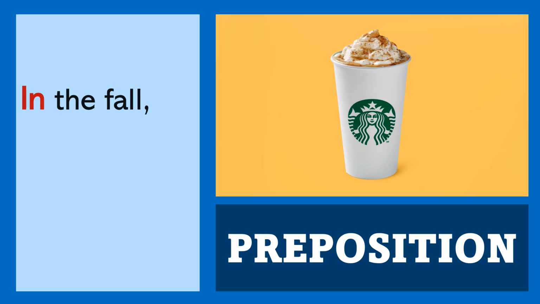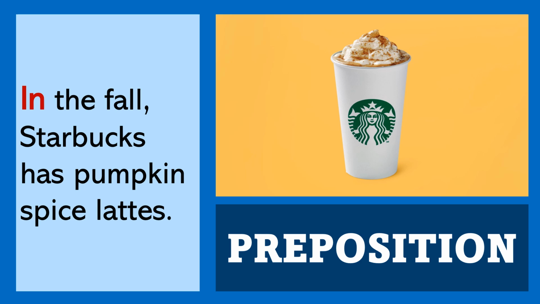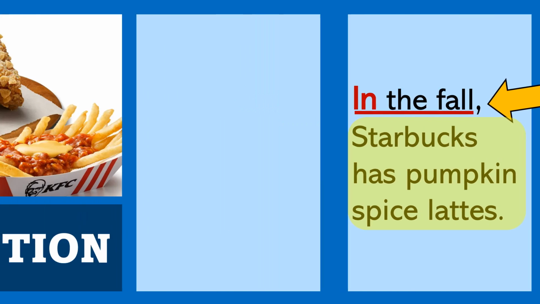Example: "In the fall, Starbucks has pumpkin spice lattes." That preposition "in" shows the relationship between the element that follows, "the fall," and the main clause that comes after. And we of course close that out with a comma, so now the reader realizes that Starbucks is selling those lattes in that specific time frame.